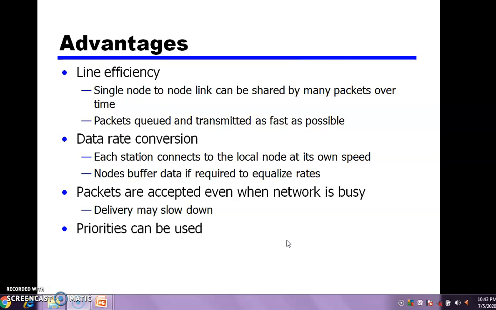Next one is that packets are accepted even when the network is busy. When the traffic becomes heavy on a circuit switching network, some calls are blocked. That is, the network refuses to accept additional connection requests until the load on the network decreases. On a packet switching network, packets are still accepted, but the delivery delay increases. Next one is priorities. Priorities can be used. If a node has a number of packets queued for transmission, it can transmit the higher priority packets first. These packets will therefore experience less delay than lower priority packets.